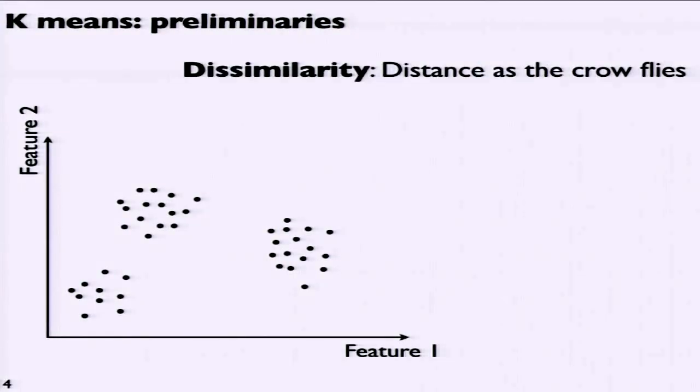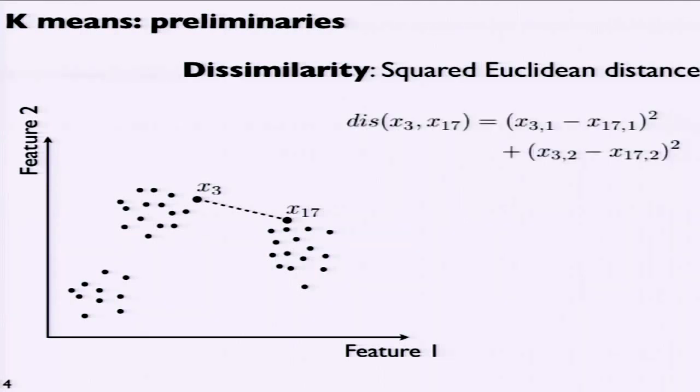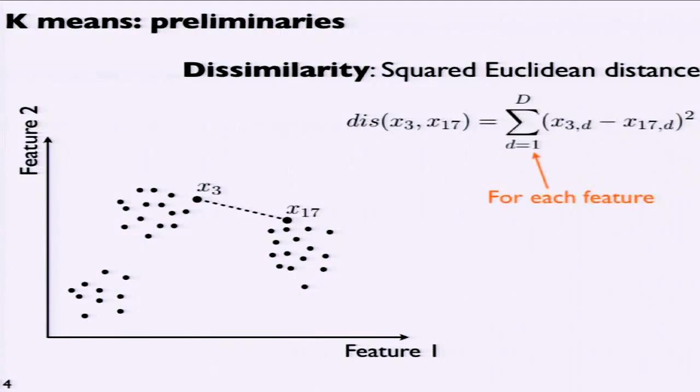Okay, so that's our data. The next thing we need to look at is similarity. What's the similarity here? Well, the similarity that k-means uses is the distance sort of as the crow flies, which many of you are familiar with. It's just the usual distance and is known as Euclidean distance. In fact, we'll be using squared Euclidean distance because for various reasons that's a lot easier to work with. So what does this look like? Well, the distance between this third data point and the 17th data point is just the difference in the first feature squared plus the difference in the second feature squared. And this generalizes in a very obvious way. For each feature, we just add up the squared differences in the feature values.